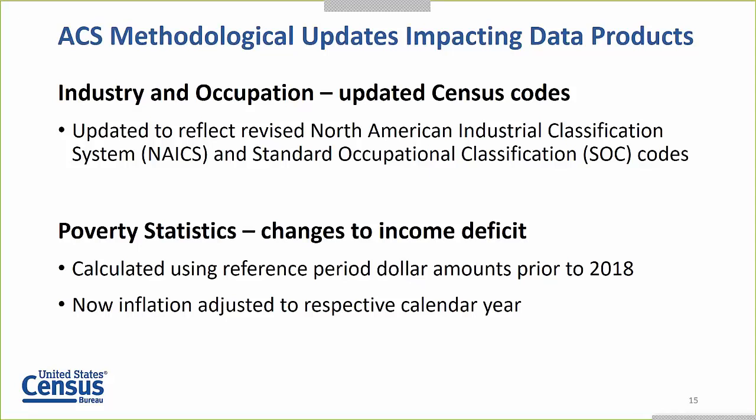Second, there was a change in the way the income deficit was calculated that resulted in changes to 4 tables. Prior to 2018, the aggregate income deficit amounts and mean income deficit amounts were in rotating reference period dollar amounts as reported. However, income data in ACS tables are adjusted to current year dollars using the CPI-U-RS adjustment factors. Starting in 2018, both aggregate income deficit dollar amounts and mean income deficit in 2 detail tables and 2 subject tables have been similarly adjusted to respective calendar years. That is, inflation adjusted to the year the data were collected.